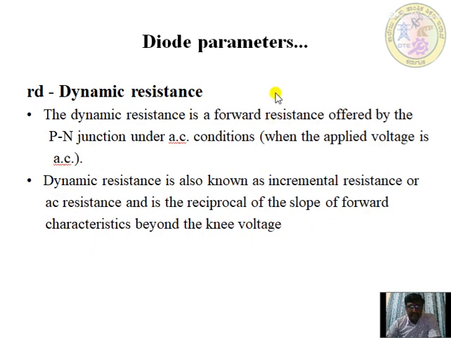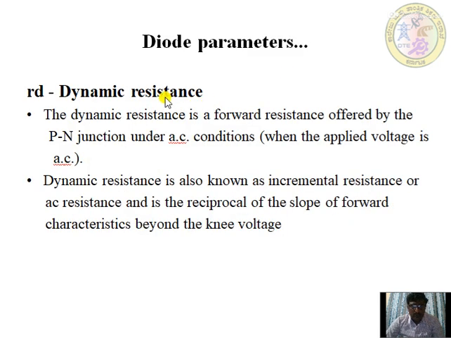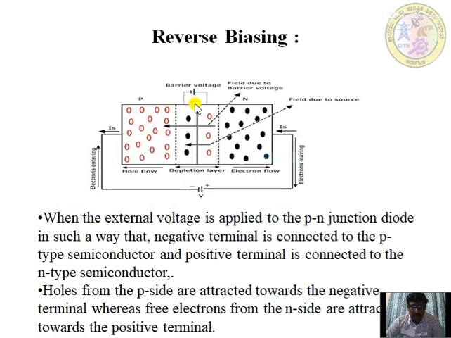Next, RD, that is the dynamic resistance. The dynamic resistance is the forward resistance offered by the PN junction under AC conditions, that is, alternating current conditions. Dynamic resistance is also known as the incremental resistance or AC resistance, and it is the reciprocal of the slope of the forward characteristics beyond the knee voltage. Okay, so this is for the forward biasing.